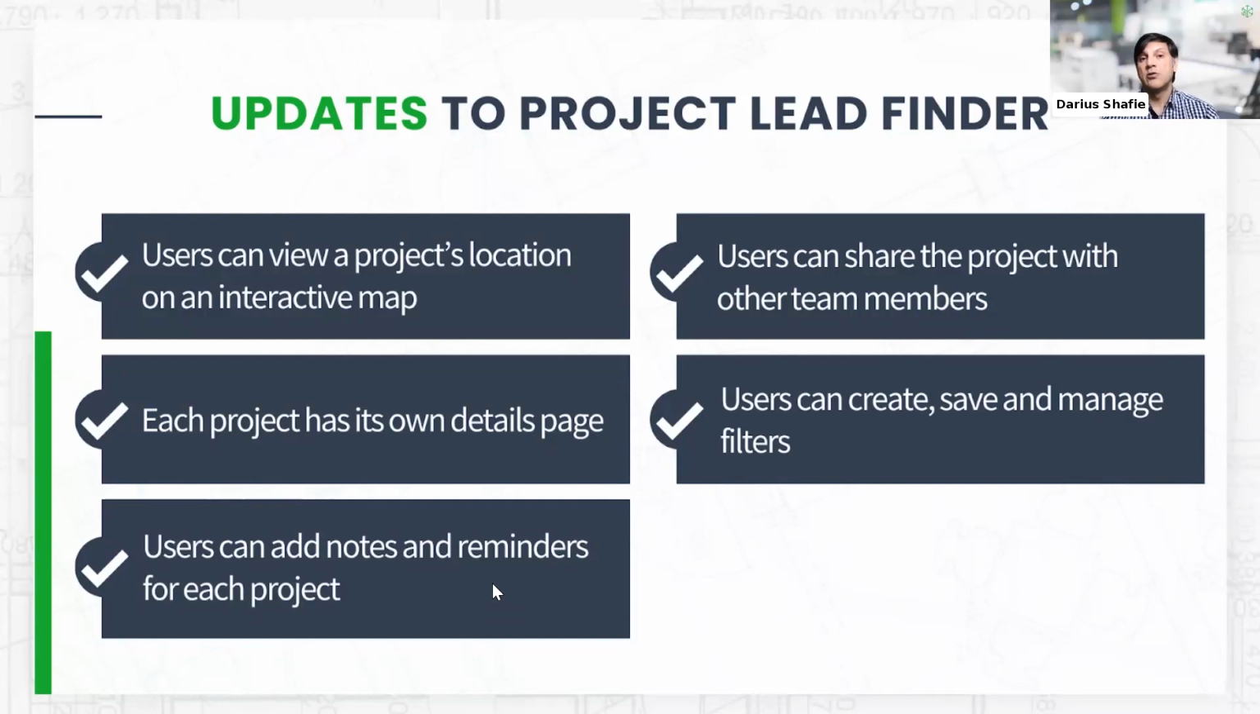Additionally, you can create different filters that you can save and use that'll help you save time when it comes to finding those particular projects that you need. For example, you create a filter for restaurants. You could create a filter, let's say, public projects for schools and such.